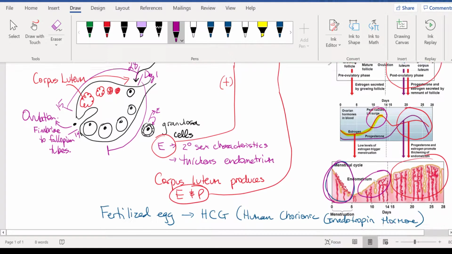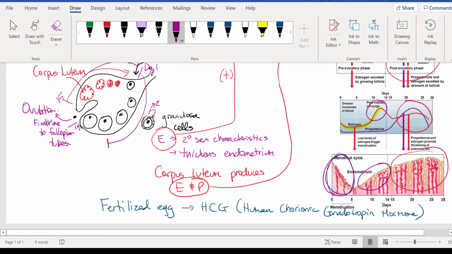Now, if implantation takes place, then the fertilized egg and placenta produce human chorionic gonadotropin hormone, which maintains the corpus luteum for the first 3 months, and the corpus luteum produces estrogen and progesterone so that the fertilized egg can survive.